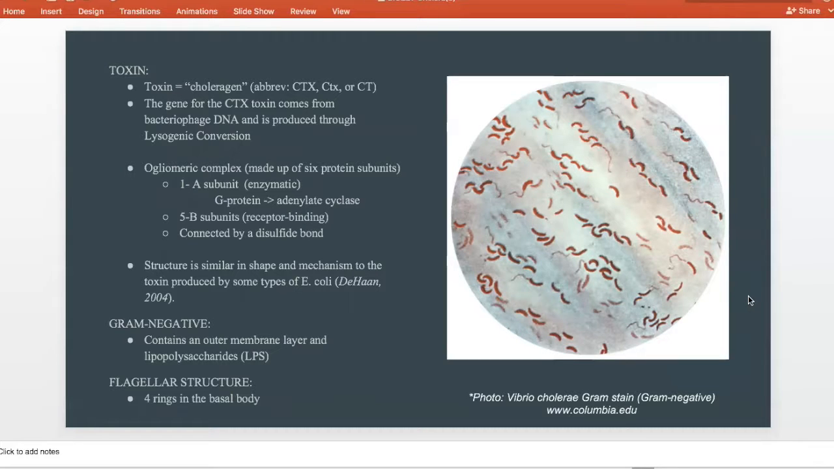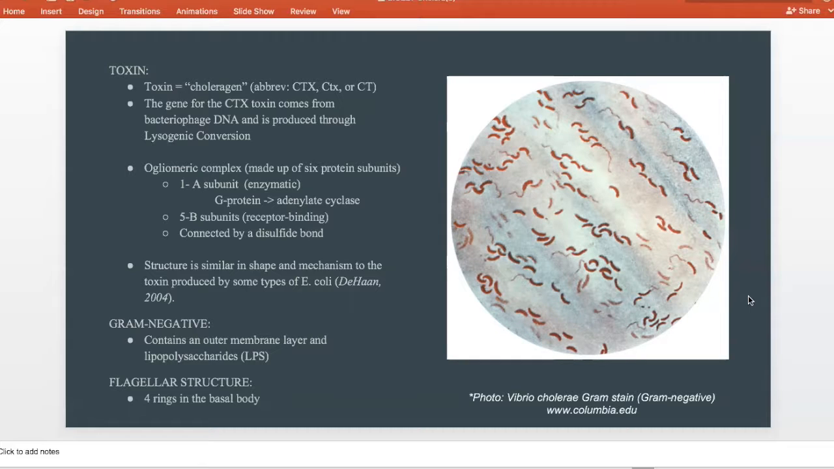This toxin is called choleragen, and it's abbreviated by the initials CTX or CT. The gene for the CTX toxin comes from the bacteriophage DNA and is produced through lysogenic conversion. It is an oligomeric complex and is made up of 6 protein subunits that are connected by a disulfide bond. There is 1 single copy of the A subunit and 5 copies of the B subunits. The A subunit is enzymatic and has a G protein that produces adenylate cyclase. The B subunits are receptor binding.